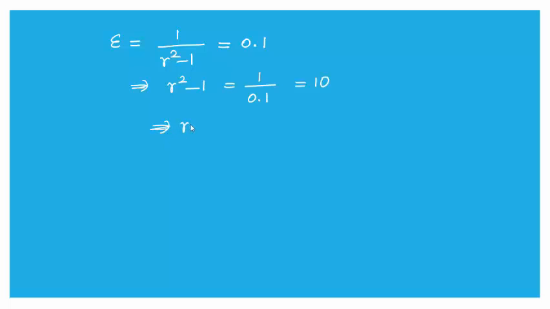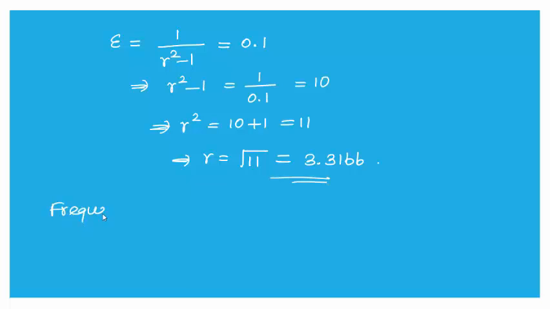So r square value is 10 plus 1, that is 11. So R value can be calculated as root 11. So root 11 is 3.3166. So this is the frequency ratio value. So frequency ratio R is the ratio between omega and omega n. So omega is the forced circular frequency and omega n is the natural circular frequency.